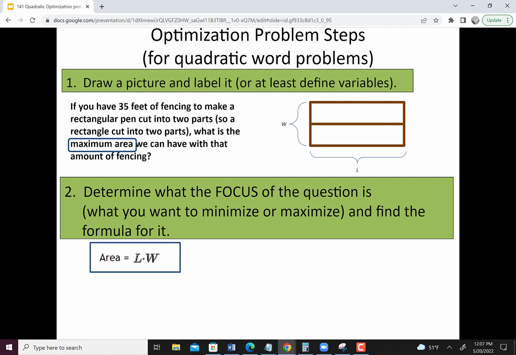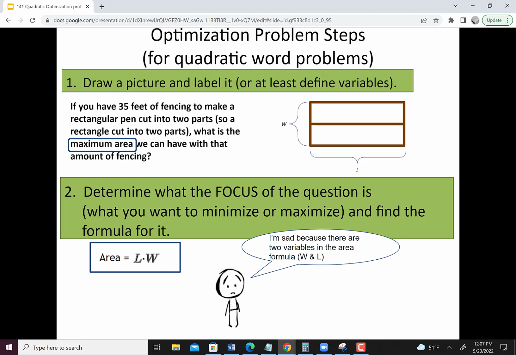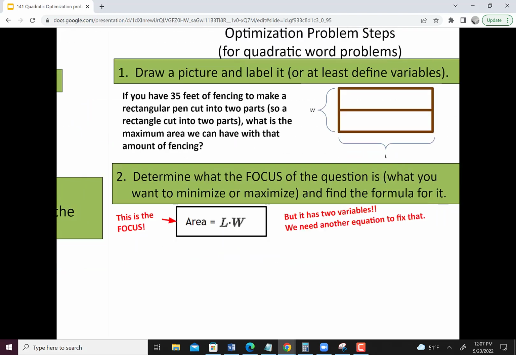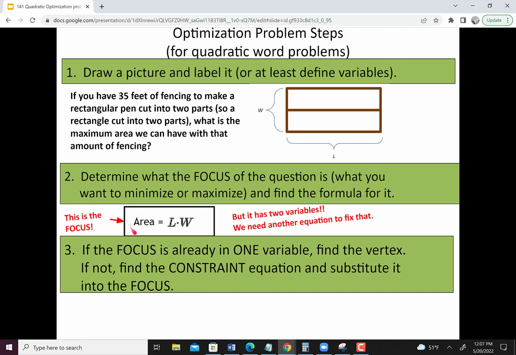That is our focus. Of course, we're sad because we want to be able to find a vertex. You'll find out that's what we want to do, but there's 2 variables, and so we can't do it. So we need to fix that one. That's what step 3 is about. And sometimes, honestly, the focus you'll end up with is already in terms of 1 variable, and you're happy and you keep going. But if it's got more than 1 variable, we need what I call a constraint equation. And that's usually where the other information comes from.